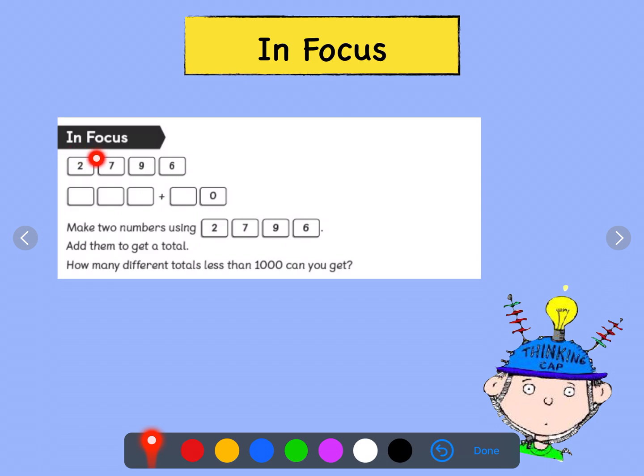Here are some numbers: 2, 7, 9, 6. Then you've got some blank boxes, a plus sign, a blank box and a 0. Make two numbers using 2, 7, 9 and 6. Add them to get a total. How many different totals less than 1,000 can you get?